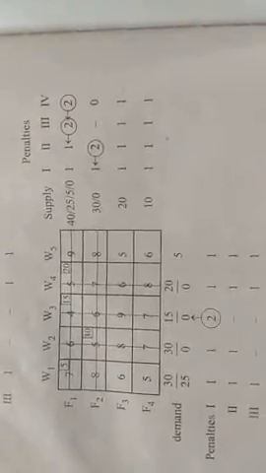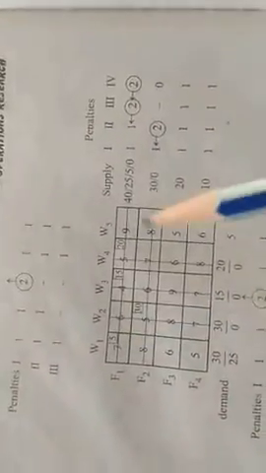So this is the one. Next, the same procedure we have to follow: calculate the penalties. We have to calculate penalties until we get the zeros, in all the rows as well as the column sides.